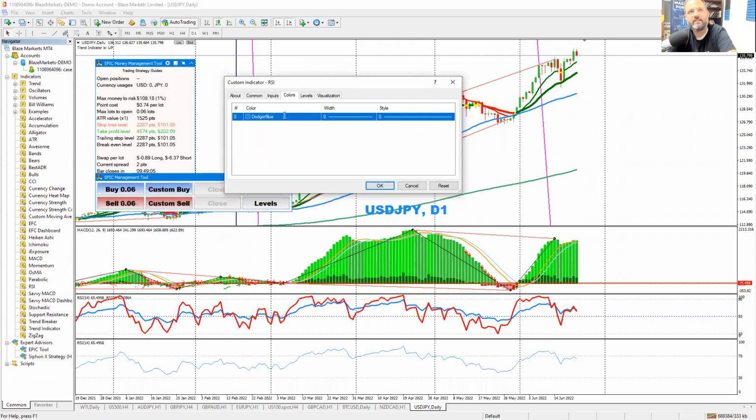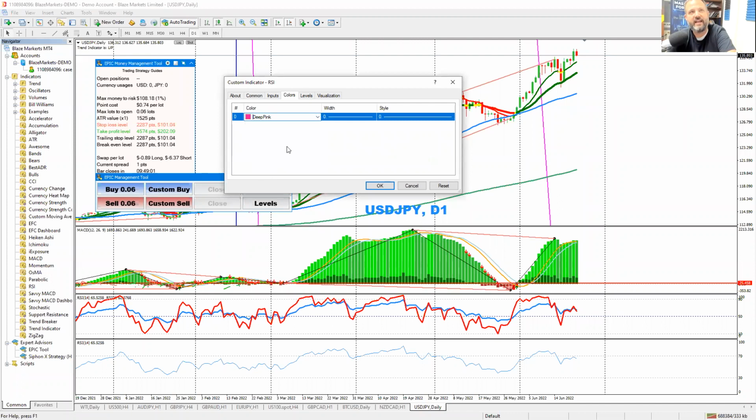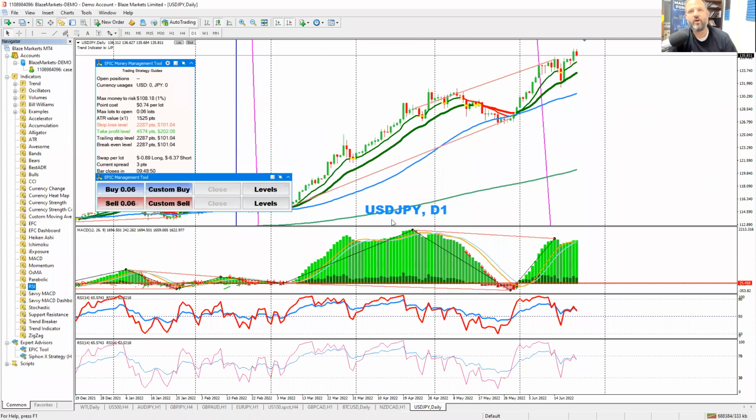And so now it's going to ask for a different one, but I'm going to change the color because this is going to be the fast RSI. I'm changing it to deep pink. And then I'm going to change the period, which is the 4 period. Okay, so I just added the RSI, and that's the fast RSI. I'm going to show you how to use that in just a minute. All right, so that's how we do that.